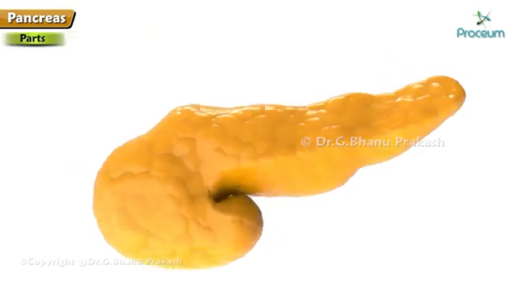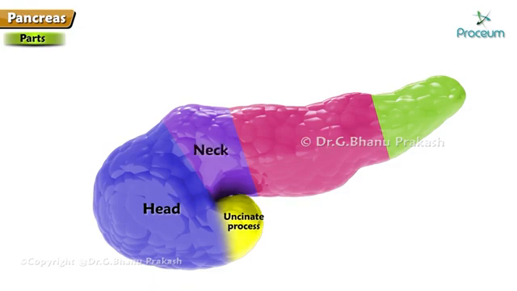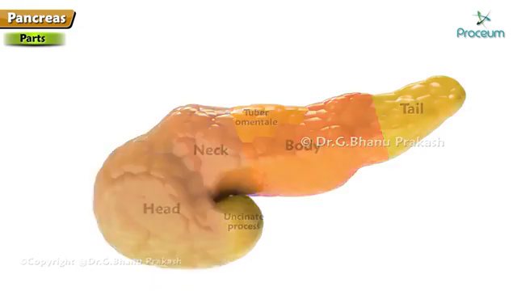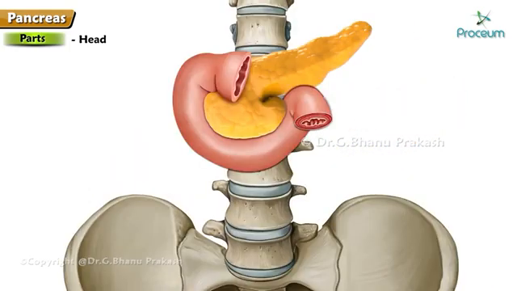Parts of pancreas. For descriptive purposes, the pancreas is subdivided into 4 parts: head with the uncinate process, neck, body with tuber omental, and tail. Head of pancreas. It is the enlarged, disc-shaped, flattened right end of the pancreas, and lies in the concavity of the C-shaped duodenal loop at L2 vertebra.